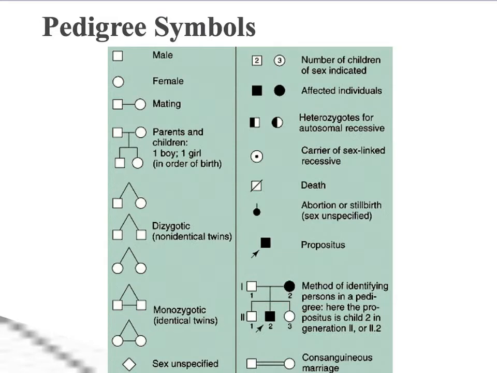Okay, here's some symbols just to be aware of. Squares are male, circles are female. A couple is going to be this square connected to the circle, and then for the parents, we get this branch coming down. In this case, they've had one boy and one girl. Those are the ones we primarily need. If we shade something in, it means they've been affected with whatever disorder we're looking at. If it's halfway shaded, they have a recessive gene for it. This would indicate a death in the family.